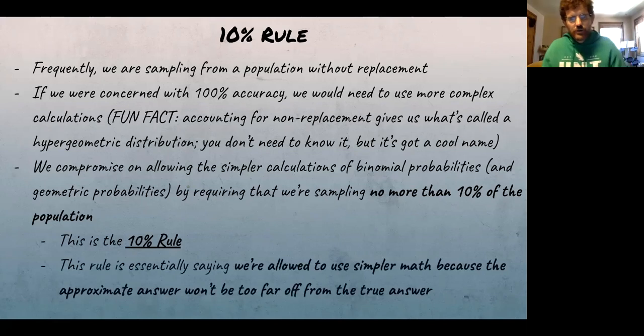So this is kind of to summarize this, because this 10% rule, we're going to see it basically for the rest of the semester. And the rule is basically saying we're allowed to use our simpler calculations with binomial probabilities and geometric, which we'll do in a second. We're allowed to use this simpler math because the approximate is really not too far off from the true answer. And we'll show some examples with this.